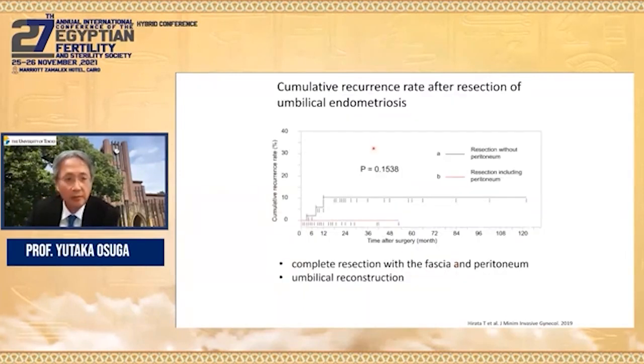We analyzed a cumulative recurrence rate after resection of umbilical endometriosis. No recurrence was found in resection including the peritoneum. In contrast, when the peritoneum was not included, the recurrence rate was around 10%. So I recommend a complete resection, including the fascia and the peritoneum if necessary. In this national survey, the number of patients treated with medicine but without surgery was too small to make meaningful analysis, so we didn't do that.